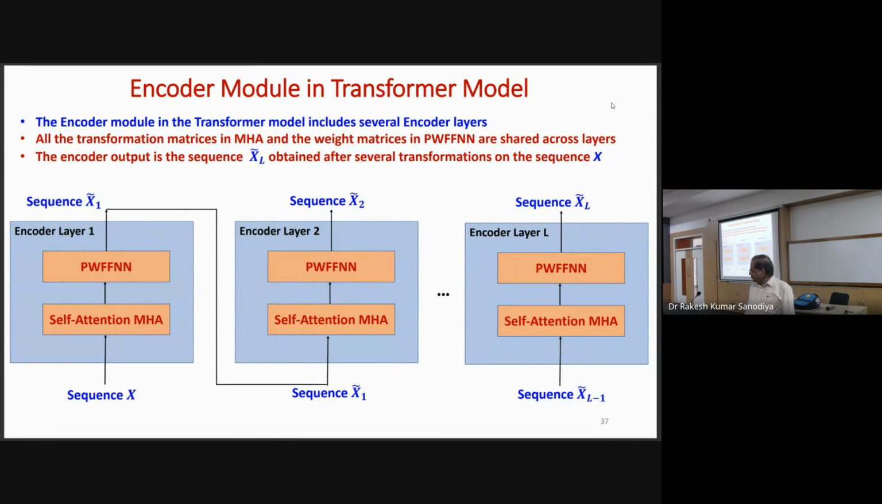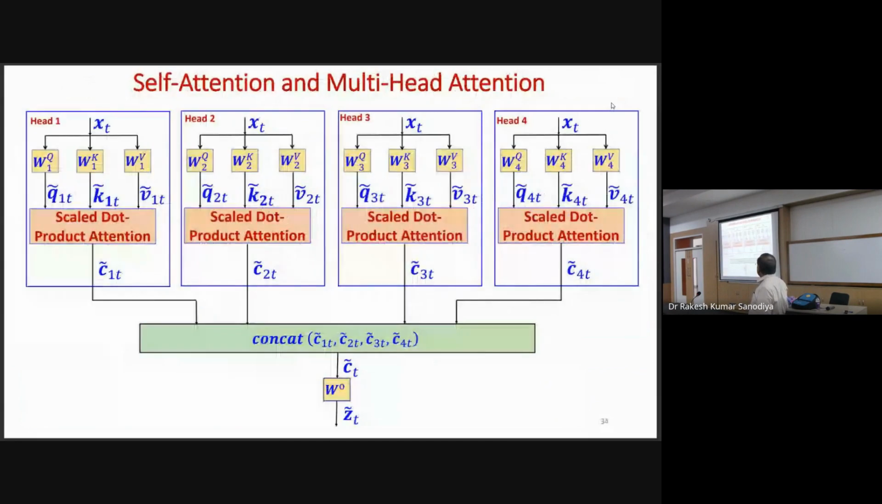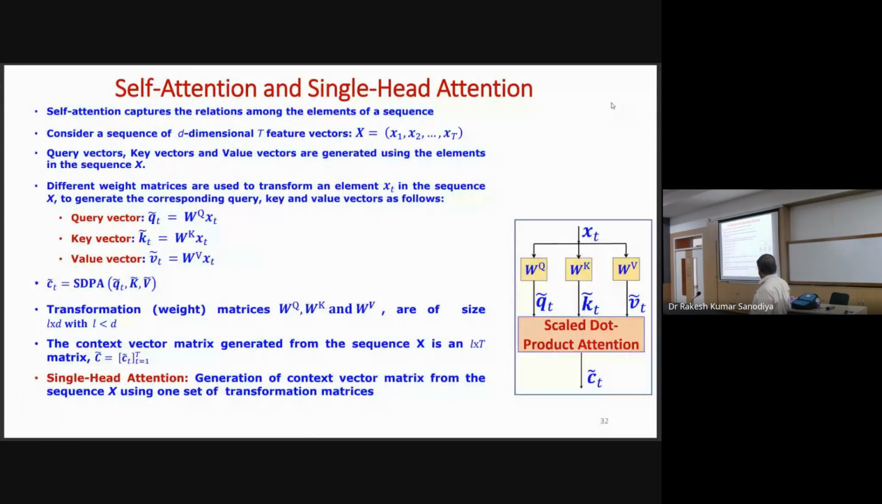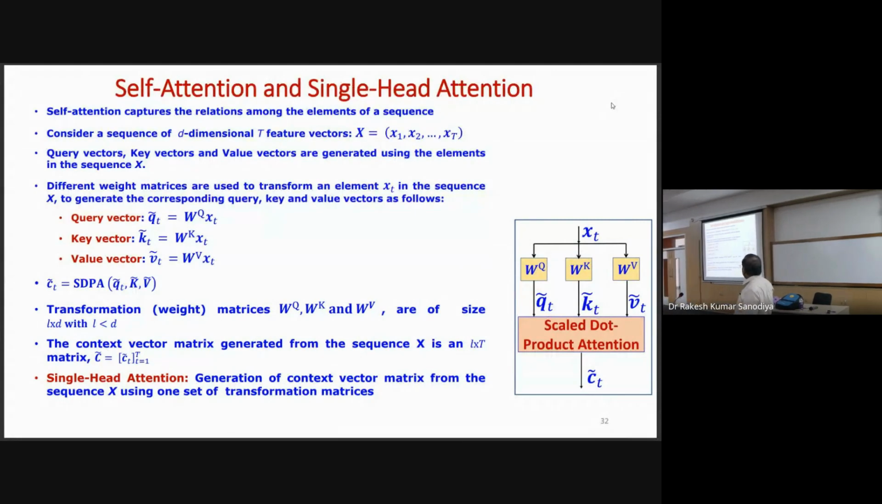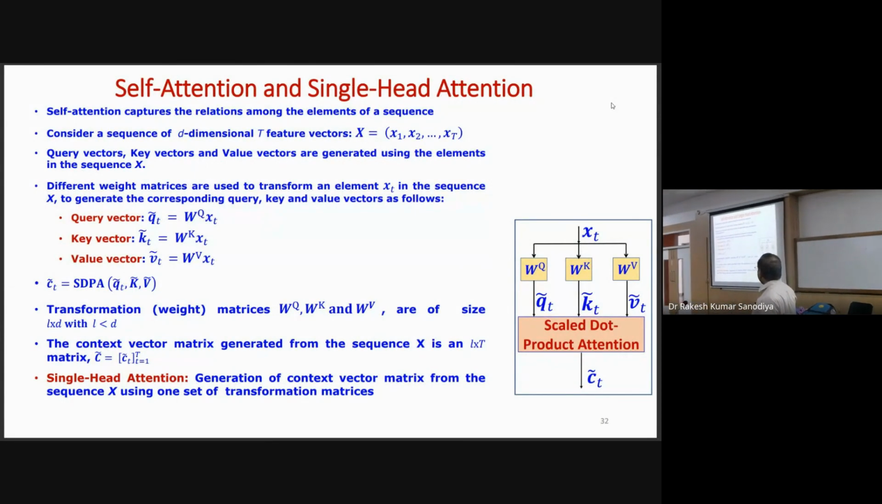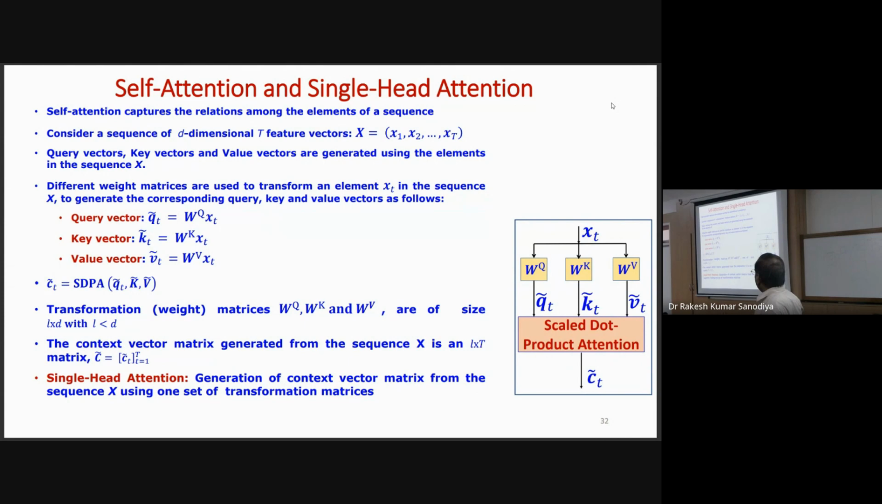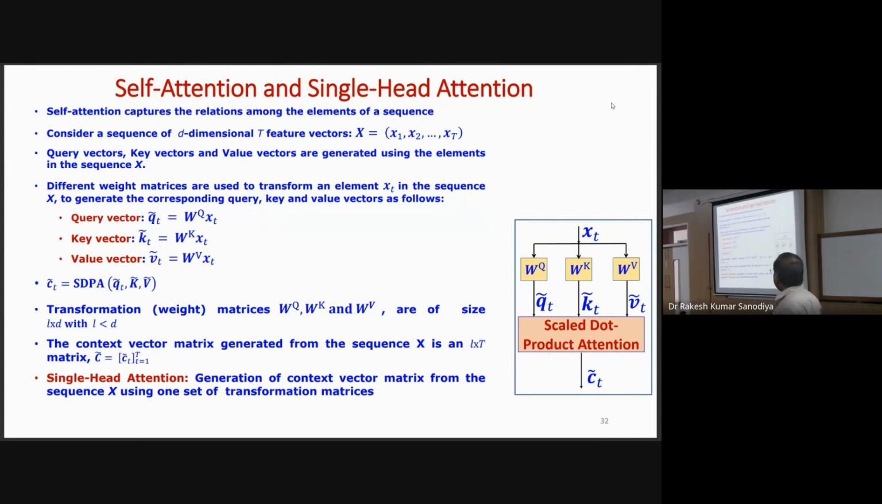Sir, can you please explain how queries, keys, and values are combined for time series data? Basically, for any sequential data, what we get is x1, x2, and so on, up to x capital T. From the elements of this sequence X, we perform multiplication by the matrices associated with the heads to generate the query, key, and value vectors. And all these W parameters are learnable parameters.